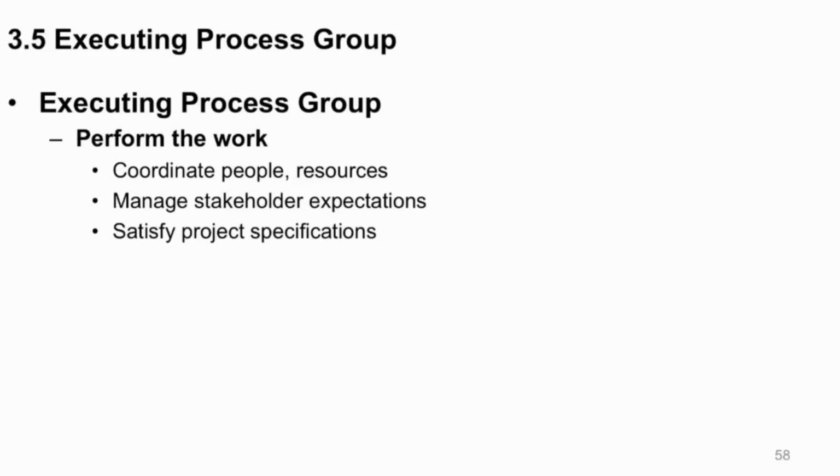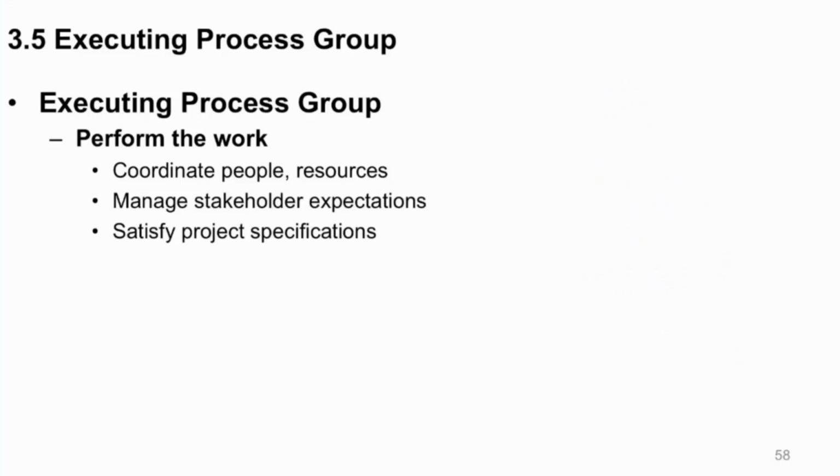Okay, now we're going to talk about the executing process group, the third of 5 process groups. Here's where actually the work gets performed. The job here of the project manager is to coordinate the people, coordinate the resources to get the work done according to the project management plan, and specifically the work breakdown schedule, which is what they're building, and we'll get into that later. But you also manage your stakeholder expectations here because they may change or they may be unhappy.